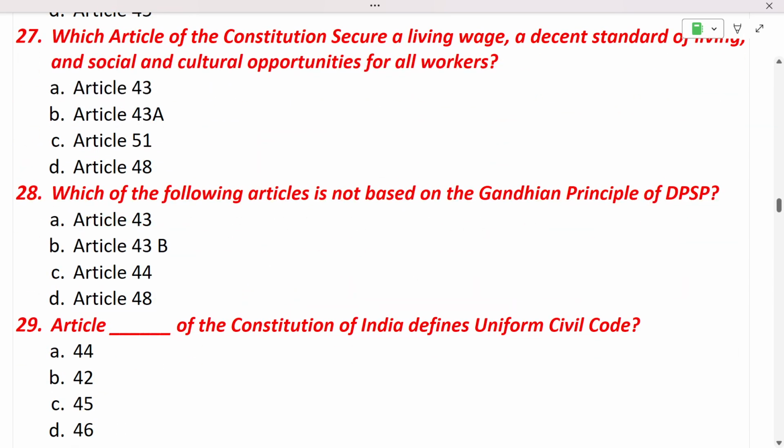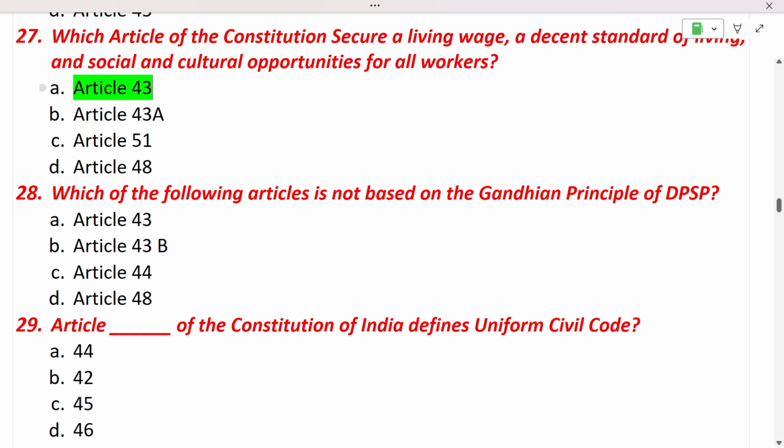Question number 27. Which article of the Constitution secures a living wage, a decent standard of living, and social and cultural opportunities for all workers? Article 43, Article 43A, Article 51, Article 48. So the answer is option A.